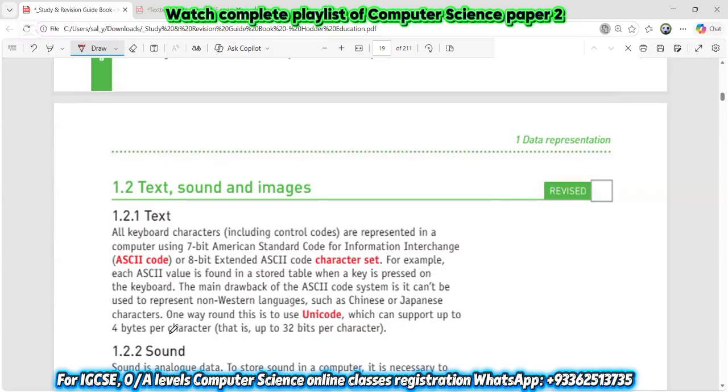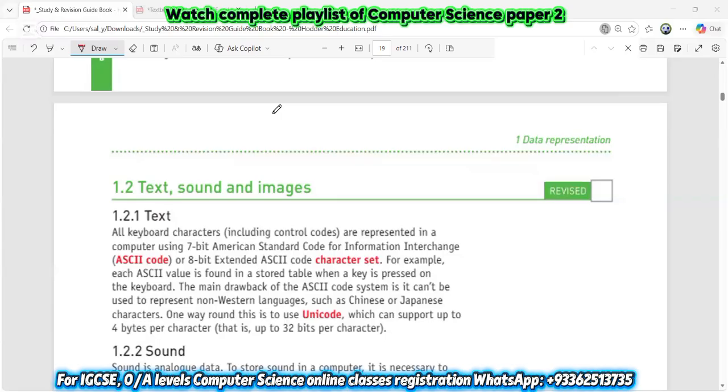So if a question comes in the paper asking you to differentiate between the two sets, then this is what you will mention: that ASCII is supporting Western language characters only, and it is storing the data in 8 bits maximum, 7 to 8 bits, while Unicode is supporting non-Western languages. It is supporting the emojis also, and it is using 32 bits per character. So I hope that this will definitely give you enough marks.